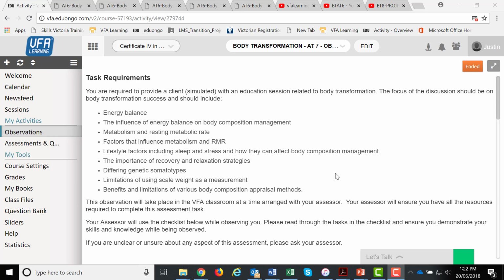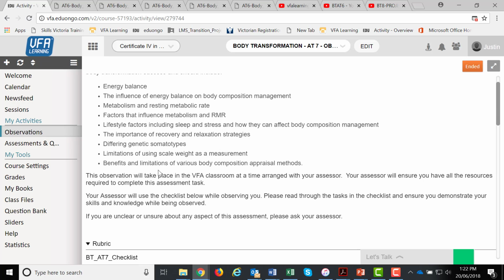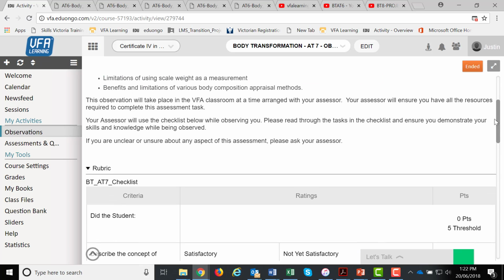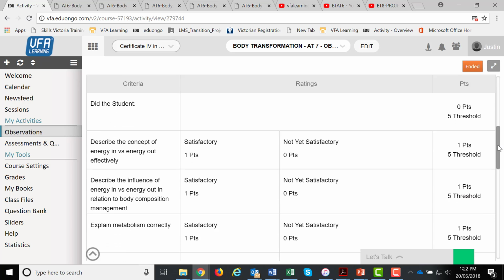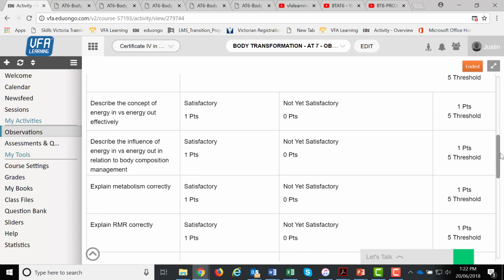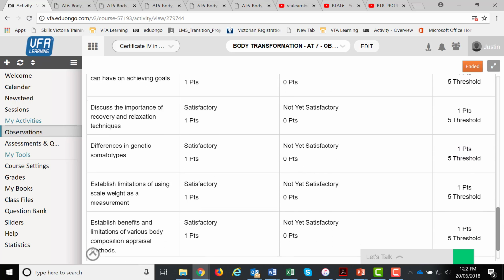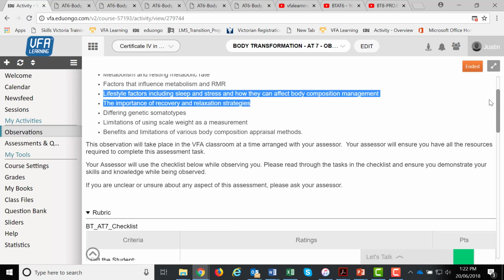So basically for this assessment task, your trainer and assessor will be observing you performing this, and they'll set a time aside. So the time is most likely to be 10 minutes. And what they will do is they will work through the assessment rubric. So the assessment rubric at the bottom of the page, you need to familiarize yourself with this because this is what they're going to be looking for. All these points below, which are important points that you educate your client on.